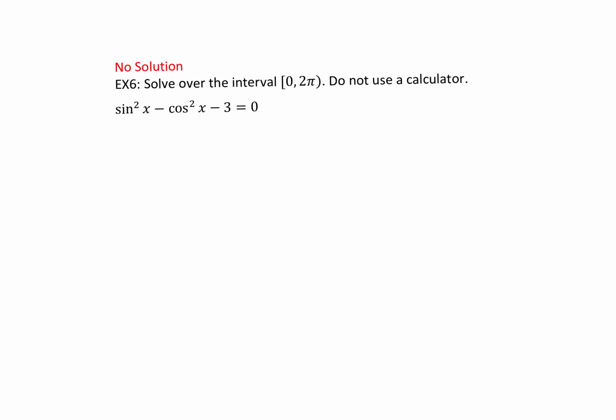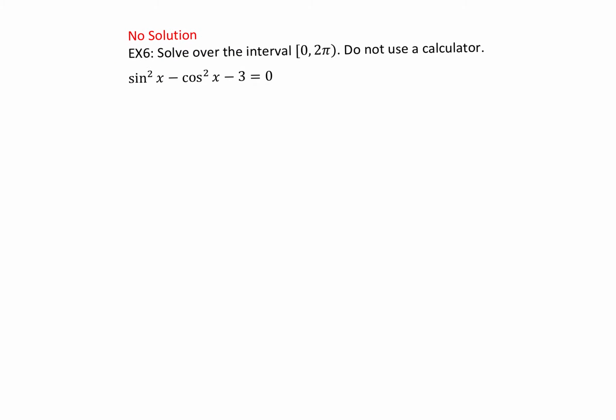Something to keep in mind is as we solve equations, it is possible for us to have no solution. So I have sine squared minus cosine squared minus 3 equal to 0. Two trig functions. This time I think I'm going to replace the sine squared with 1 minus cosine squared. Again, I'm just using that Pythagorean identity, sine squared plus cosine squared equal to 1. So if I solve, I get sine squared is equal to 1 minus cosine squared x. So 1 minus cosine squared x minus cosine squared x minus 3 equal to 0.